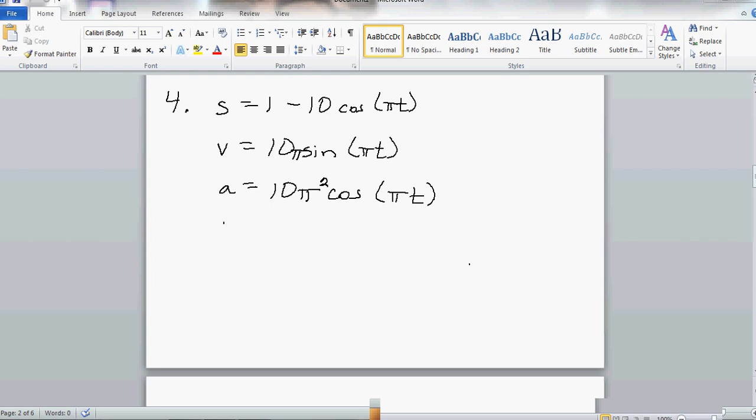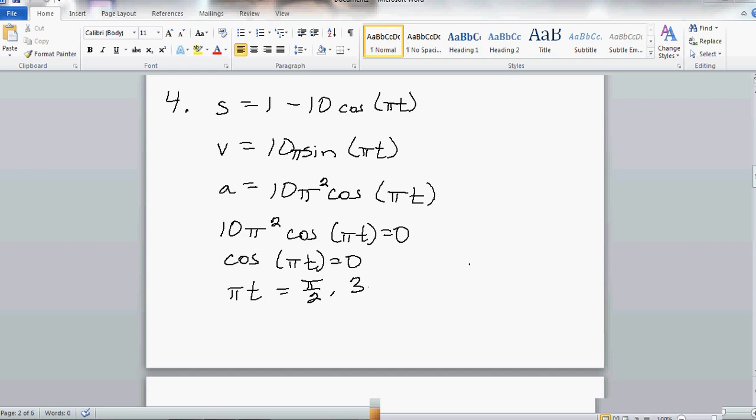And then we set this equal to 0. 10 pi squared cosine of pi t equaling 0. Divide both sides by 10 pi squared, so cosine of pi t equals 0. And cosine equals 0 at pi over 2, 3 pi over 2, and so on and so forth. So that means pi t would equal pi over 2, 3 pi over 2, and so on and so forth.